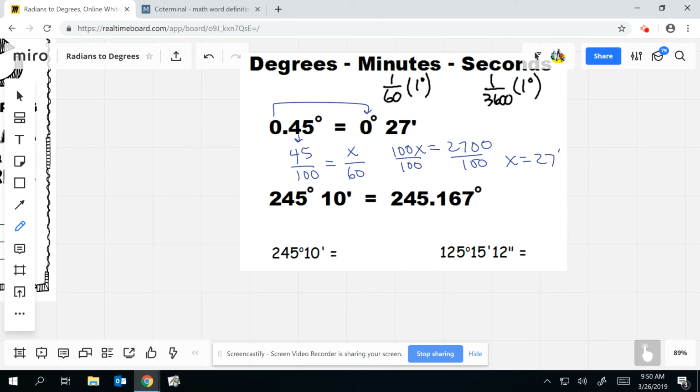Minutes is 1 tick mark. Minutes are like feet. It's like a 1 tick mark, but that's minutes. Seconds are like inches. They've got the 2 tick marks. So that would be 27 minutes. That's how they got that one.